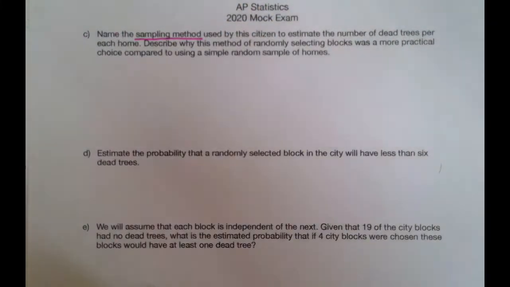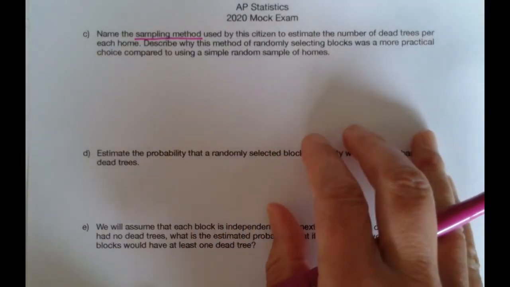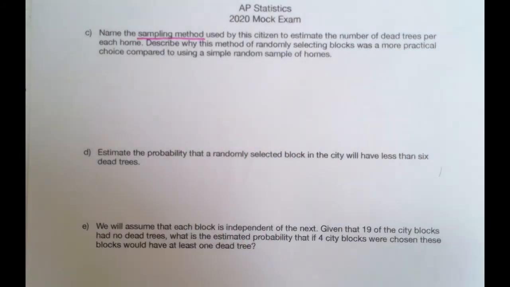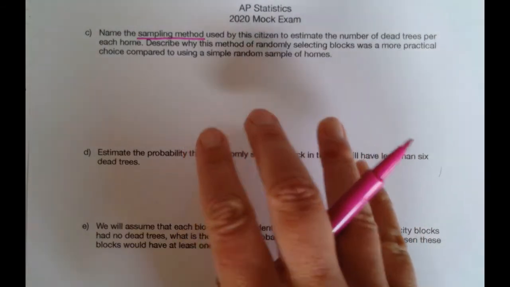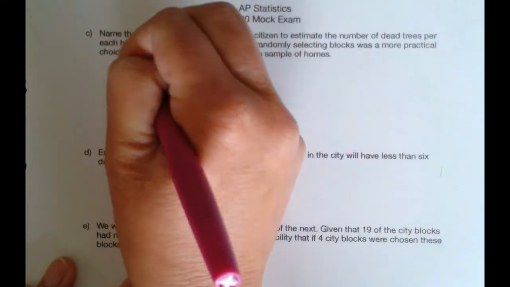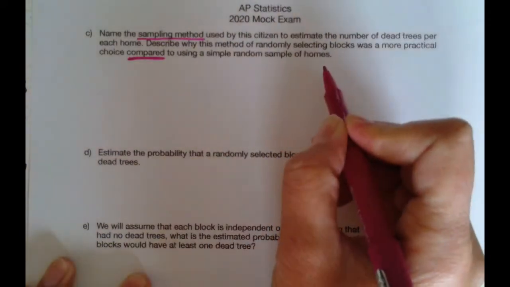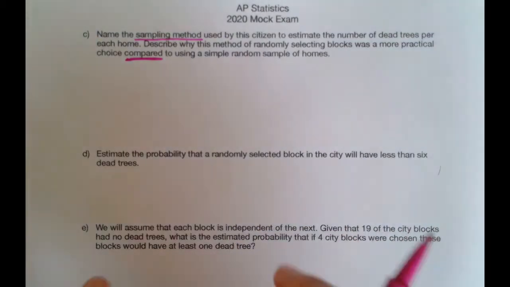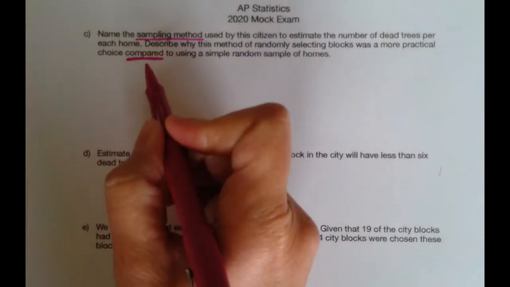Remember, cluster breaks it up into parts. Like, for instance, if I did the lunchroom, I would break it up into tables, and I'd maybe select 3 tables, and I would sample the entire table. Okay, so that's why it's cluster. Then you need to compare why it's more practical than a simple random sample of homes, meaning just homes, you know, in a hat, and you just randomly select a home, and you'd have to go to that house. Okay, so I'm going to answer this question. Make sure when it says compare that you actually do that.